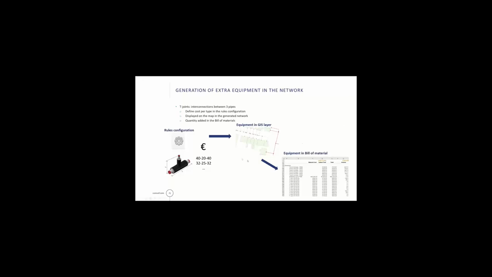What I mean by displayed on the map is that in the QGIS view, in the GIS layer, you can see where they are actually located in the workspace. Okay. And of course, in the bill of materials it is also present. So in the rules file, you can set their costs under the common tab equipment. Here we have equipment type T-joint, and again, we can fill in the material and labor costs as usual.